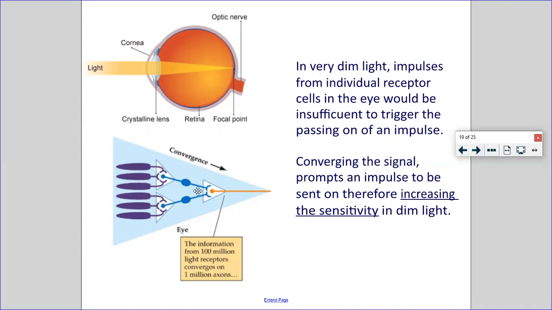Now, the impulse from individual cells on their own wouldn't be big enough to pass on the information to the next cell. But by adding the little bits of information from each cell together, it gets to the stage where the impulse is big enough to be passed on. So even the cells that are receiving just small impulses, by adding the small impulses together, you can create a bigger impulse, and that information can be passed down the next neuron. So it means in dark conditions, we're still able to see. That's one example of a converging neural pathway and where it's useful.